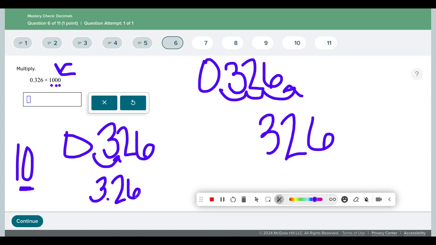Okay. So it all just depends on how many zeros you have in that place value when you're multiplying. But all you do is hop it around, and that's how you get your answer. Okay. Always make sure that you're going in the direction of making it larger, greater. Okay. So we ended up with 326 as our whole number.